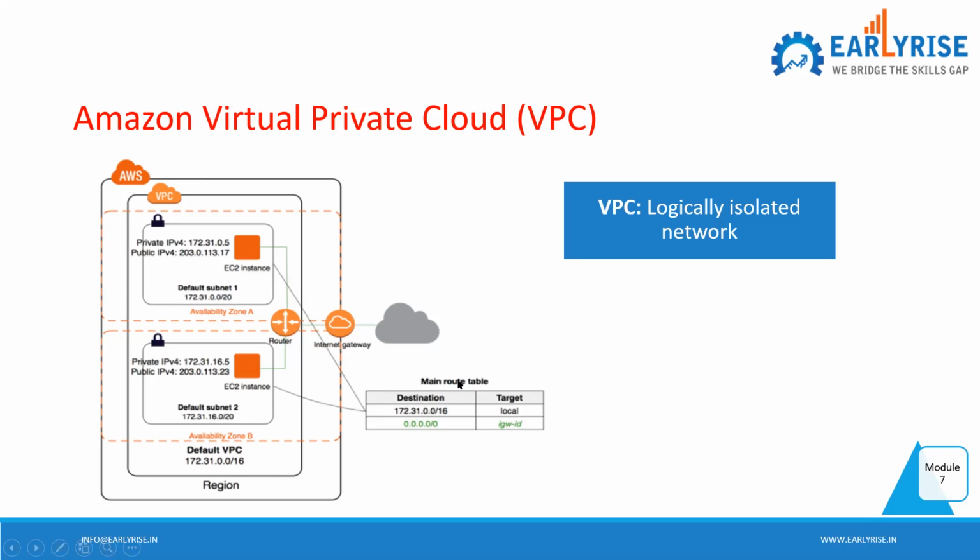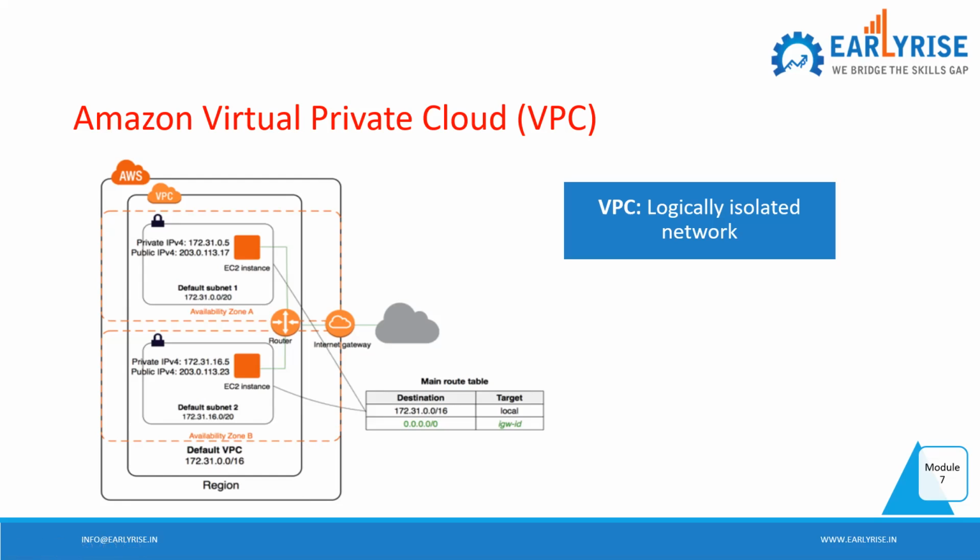What happens when we create our AWS account? One VPC will get created per region by default. Now we are simply going in Mumbai region and launching one instance. We are going in Ohio region, we are launching another instance, right? So by default, one VPC will get created in one region of this AWS.